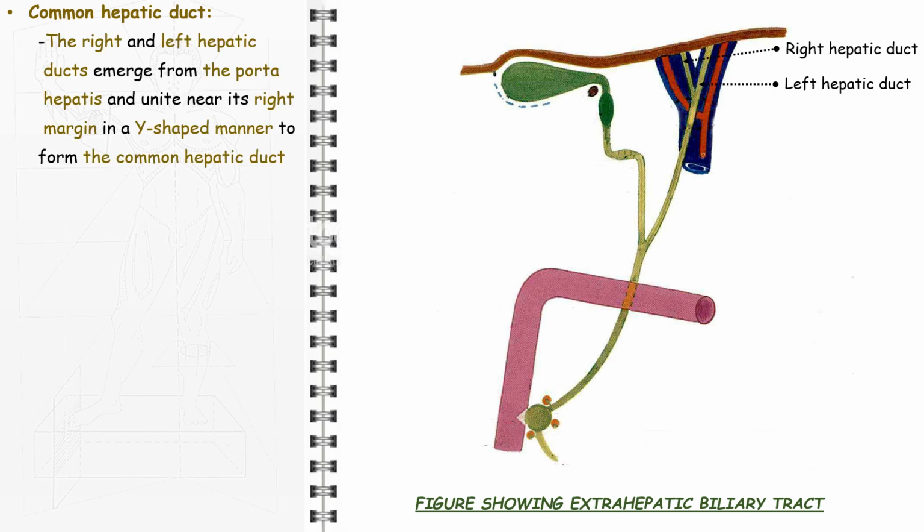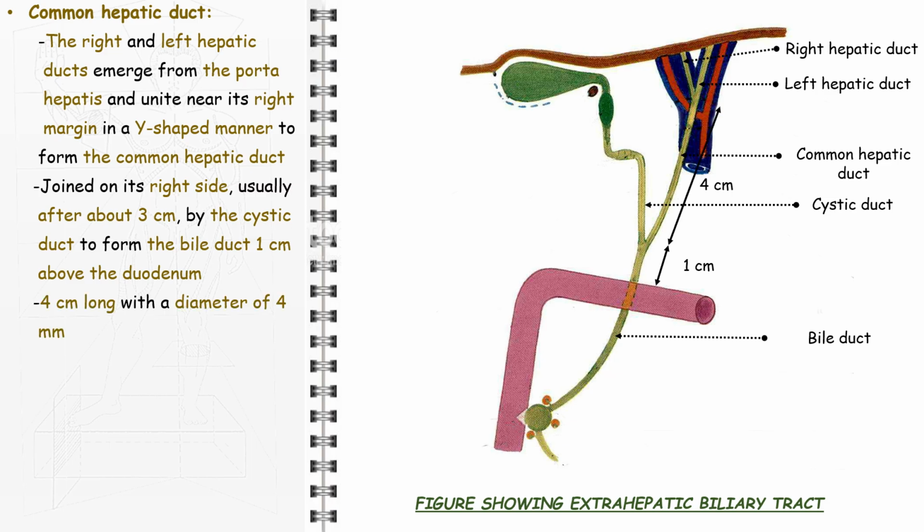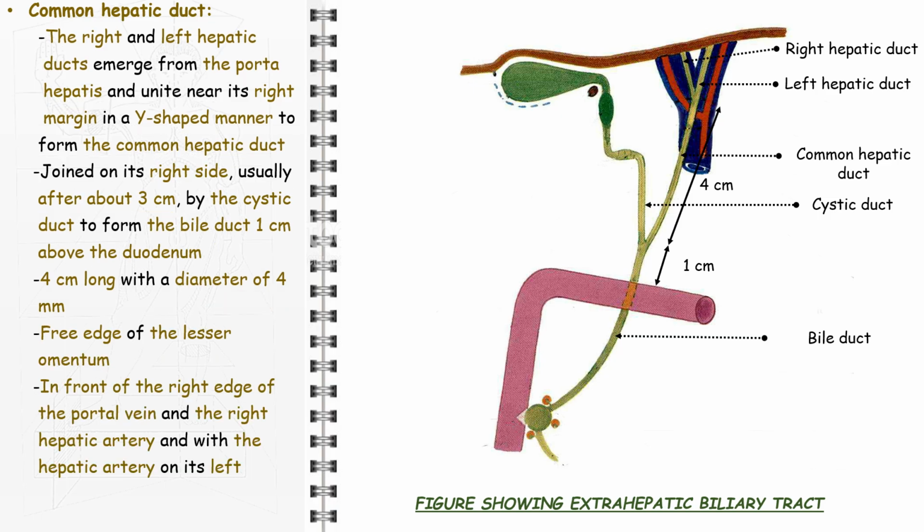It is joined on its right side, usually after about 3 cm, by the cystic duct to form the bile duct 1 cm above the duodenum. The common hepatic duct is 4 cm long with a diameter of 4 mm. It lies in the free edge of the lesser omentum in front of the right edge of the portal vein and the right hepatic artery, and with the hepatic artery on its left. The common hepatic duct is surrounded by several anatomical relations.